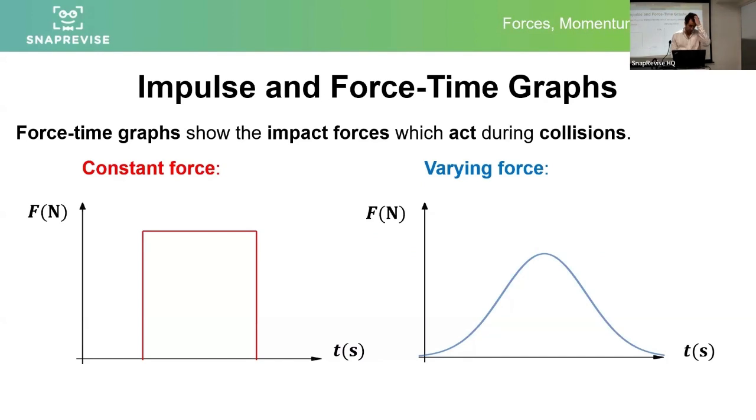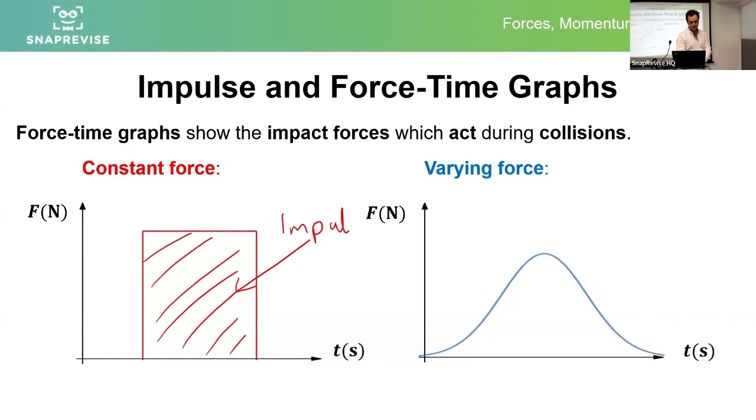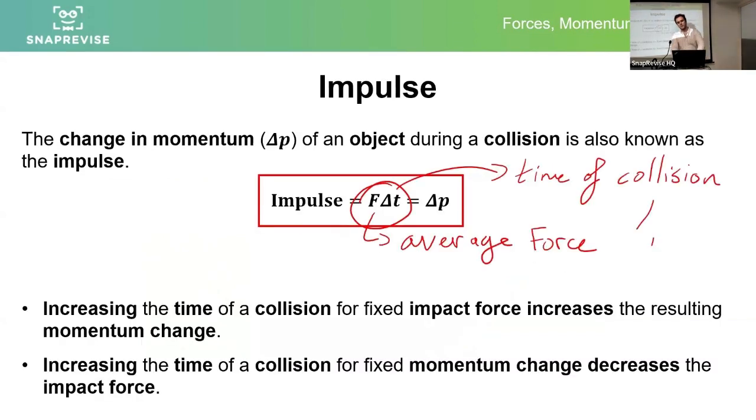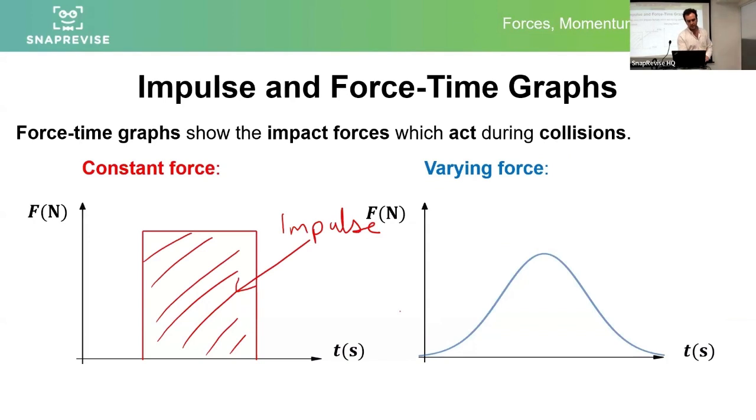So constant force: we've got a force acting for a certain amount of time, multiply those two together. So on a force-time graph, this is the impulse. Great. No need to use average force because force was constant in this case. But if it's a varying force, then you're going to need to use some sort of average such that the area underneath this rectangle is equal to the area underneath this blue curve. And that's how you calculate the average force in this case.